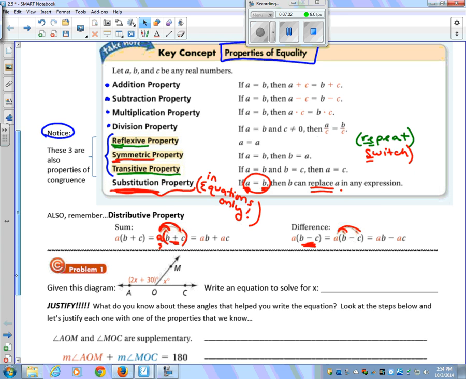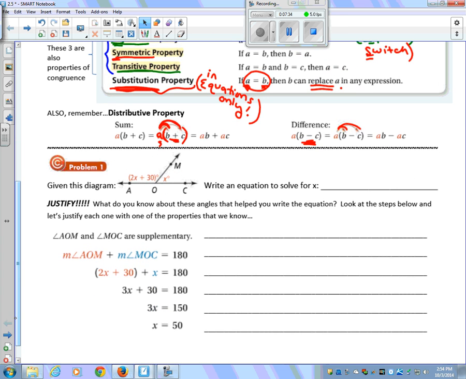So let's look at how this is going to translate into breaking down steps into proofs and in equations. So starting with this diagram, 2x plus 30 is one angle labeled here. And the other angle is just labeled x. Right now, you ought to be able to write an equation to solve for x. So I'd like you to do that now before I write it. You write it.